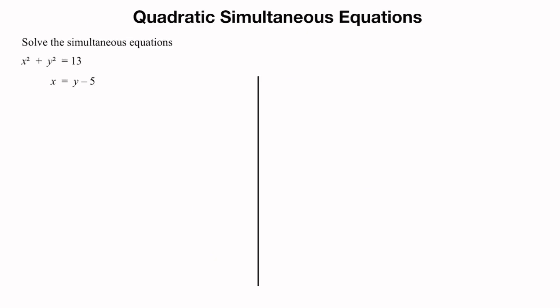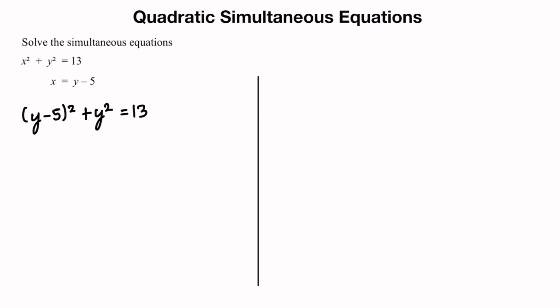So, quadratic simultaneous equations. Similar to normal linear simultaneous equations, except in a normal simultaneous equation question, you'd be adding or subtracting the two equations from each other. But with quadratic simultaneous equations, what you're doing here is just subbing one of the equations into the other one. So here you can see we've got x squared plus y squared equals 13 and x equals y minus 5. So what we can do is just sub in y minus 5 into that first equation instead of x, because we know that's what x equals.